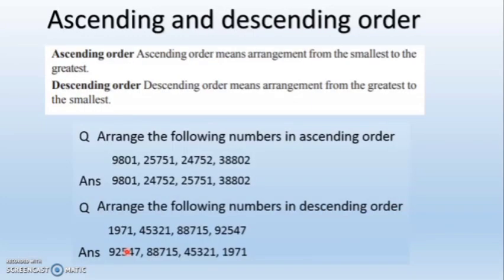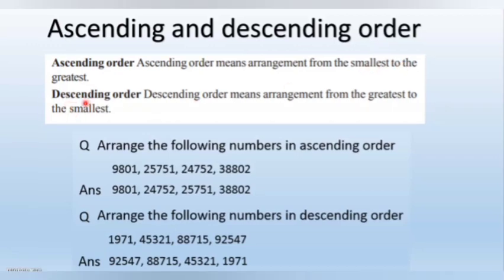Ascending and descending order. In previous classes, also you have studied ascending and descending order. What do you mean by ascending order? Ascending order means arrangement from the smallest to the greatest. That is increasing order, starting from the smallest going towards the greatest. Descending order means arrangement from the greatest to smallest. That is decreasing order, starting from the greatest moving towards the smallest.